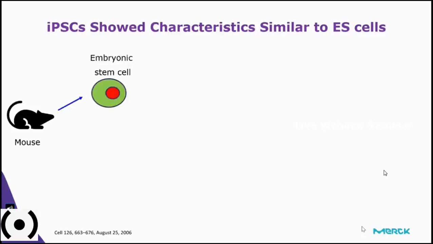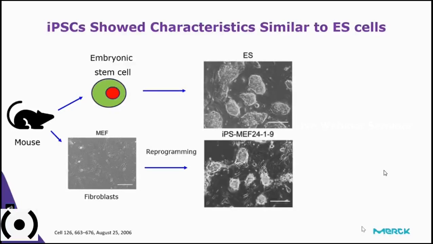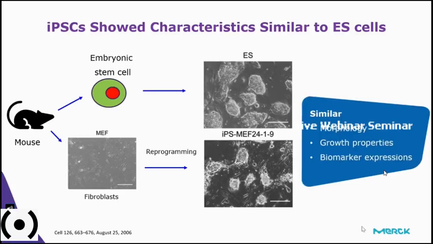So he took mouse embryonic stem cells, and he took fibroblasts. He grew the embryonic stem cells and converted the fibroblasts by reprogramming, and then looked at the morphology of embryonic stem cells and induced pluripotent stem cells. He also studied various other parameters of both cells, and he found a high level of similarity in the morphology, in the growth properties, and in the expression of various biomarkers, which proved that the induced pluripotent stem cells are similar to embryonic stem cells, right?